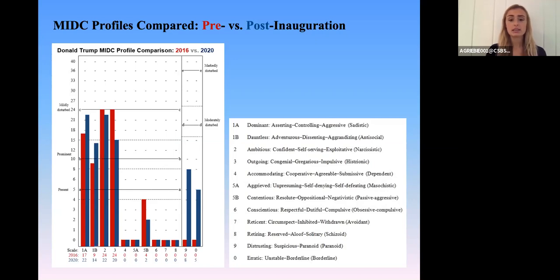The consistency between the 2016 and 2020 profiles, as well as the abundance of data confirming Trump's predicted leadership style, provides evidence for the usefulness of personality profiling as a predictive tool in assessing leadership potential and decision-making.